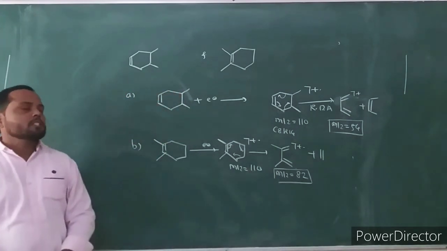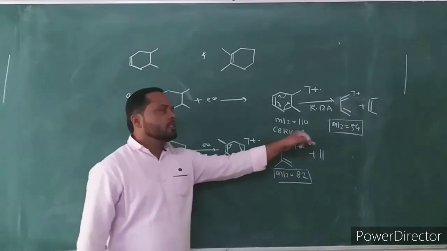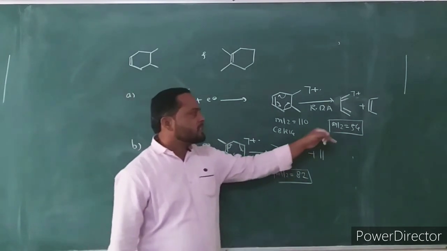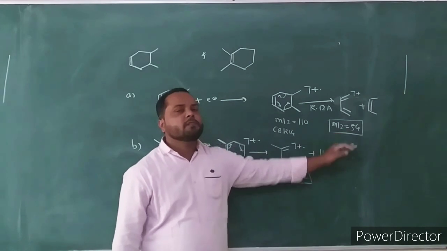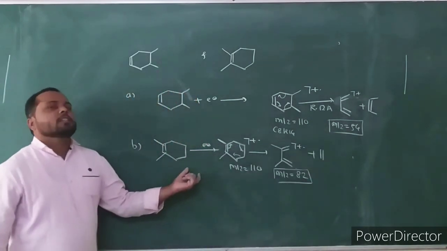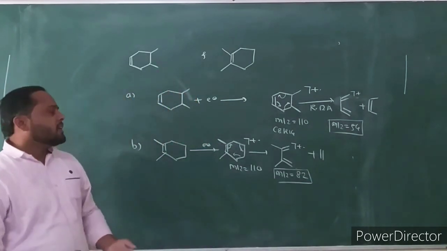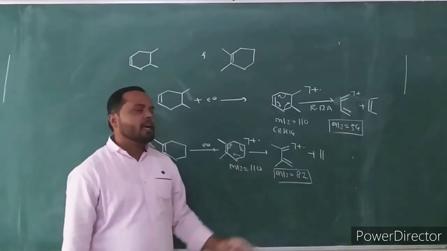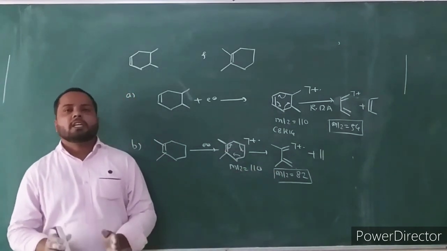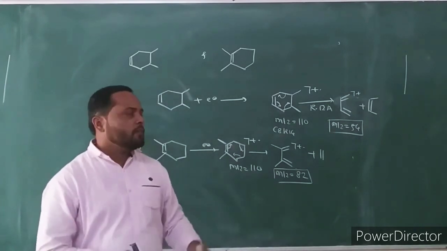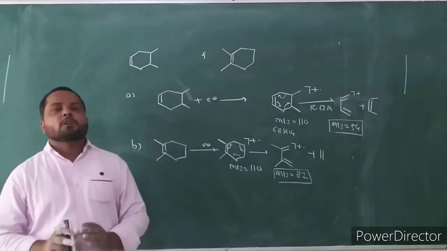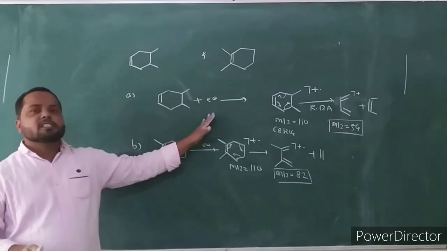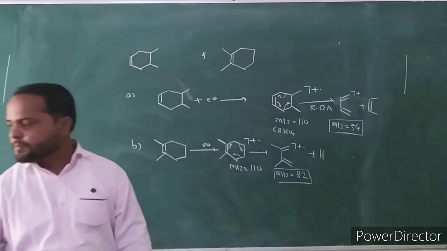In the mass spectrum of the first compound, the retro-Diels-Alder fragment ion appears at mass to charge ratio 54. On the other hand, in the mass spectrum of the second compound, the retro-Diels-Alder fragment ion appears at mass to charge ratio 82. Then we can easily distinguish these two compounds with the help of mass spectra by retro-Diels-Alder fragmentation.